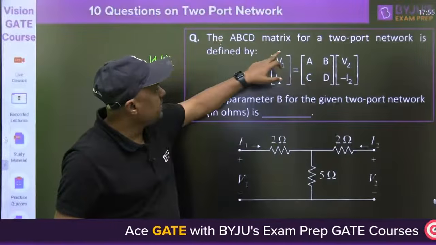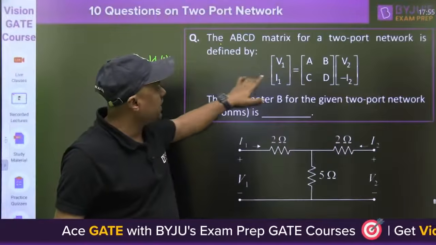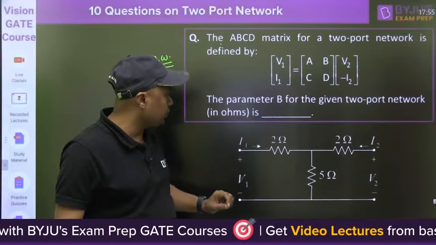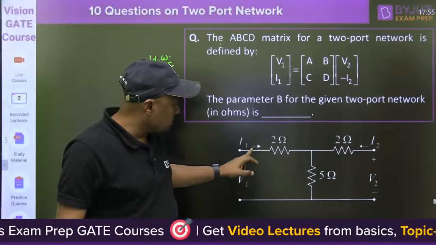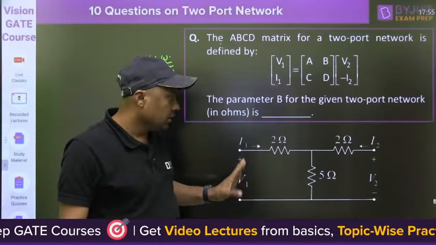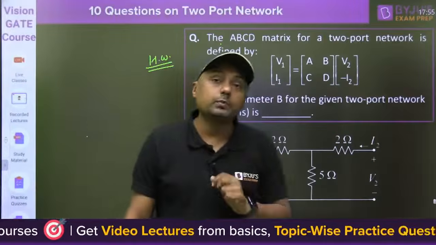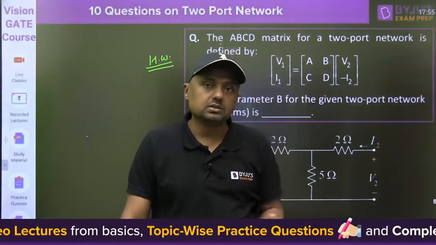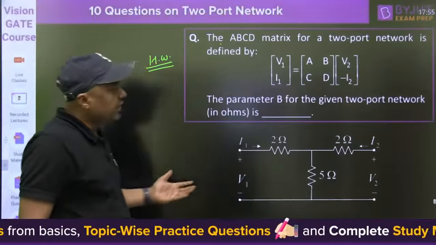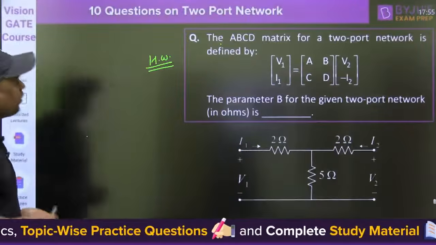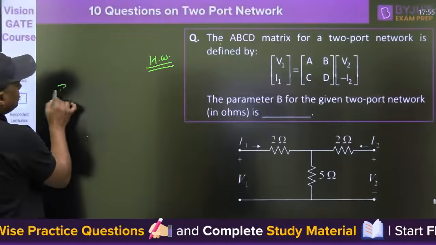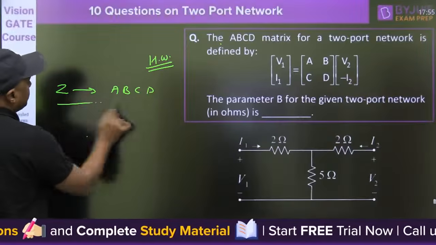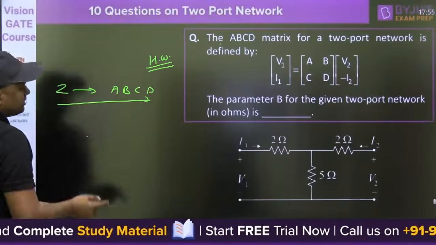The ABCD matrix for a two-port network is defined by V1, I1, ABCD, V2 minus I2. Find the parameter B for the given two-port network. This is V1, this is I1. It is a simple T network. You can directly find the Z parameters. But what about the ABCD parameters? You can find them by the comparison method, or if you have the conversion formula from Z parameter to ABCD parameter, then you can directly find the ABCD parameters.